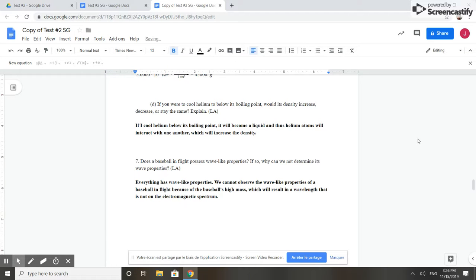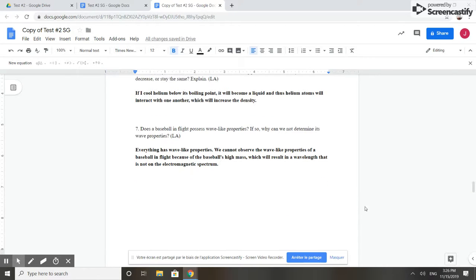So we talked about this in class. It's called the de Broglie wavelength. You're not going to need to do any calculations with it, but one thing to remember is that in that equation, the mass was in the denominator, meaning a higher mass leads to a small wavelength, something so small, in fact, that it is not on the electromagnetic spectrum.